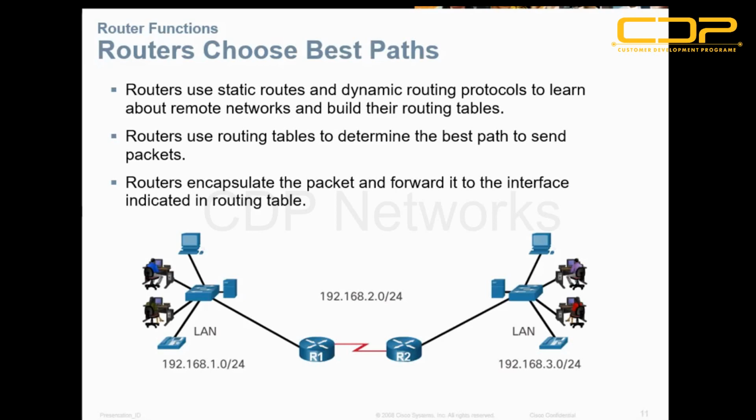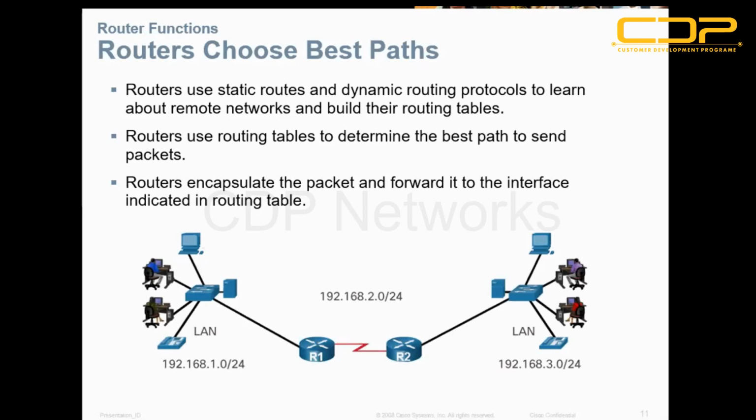Routers use static routes and dynamic routing protocols to learn about remote networks and build their routing tables. Dynamic routing protocols, in the sense, configure routes dynamically, automatically. The dynamic routing protocols we have are OSPF, RIP, EIGRP, and BGP. These are the dynamic routing protocols that configure routes automatically. We need to put only network information into these protocols, right? Routers use routing tables to determine the best path to send the packets. The router provides the best route for the data packet to reach the particular destination.